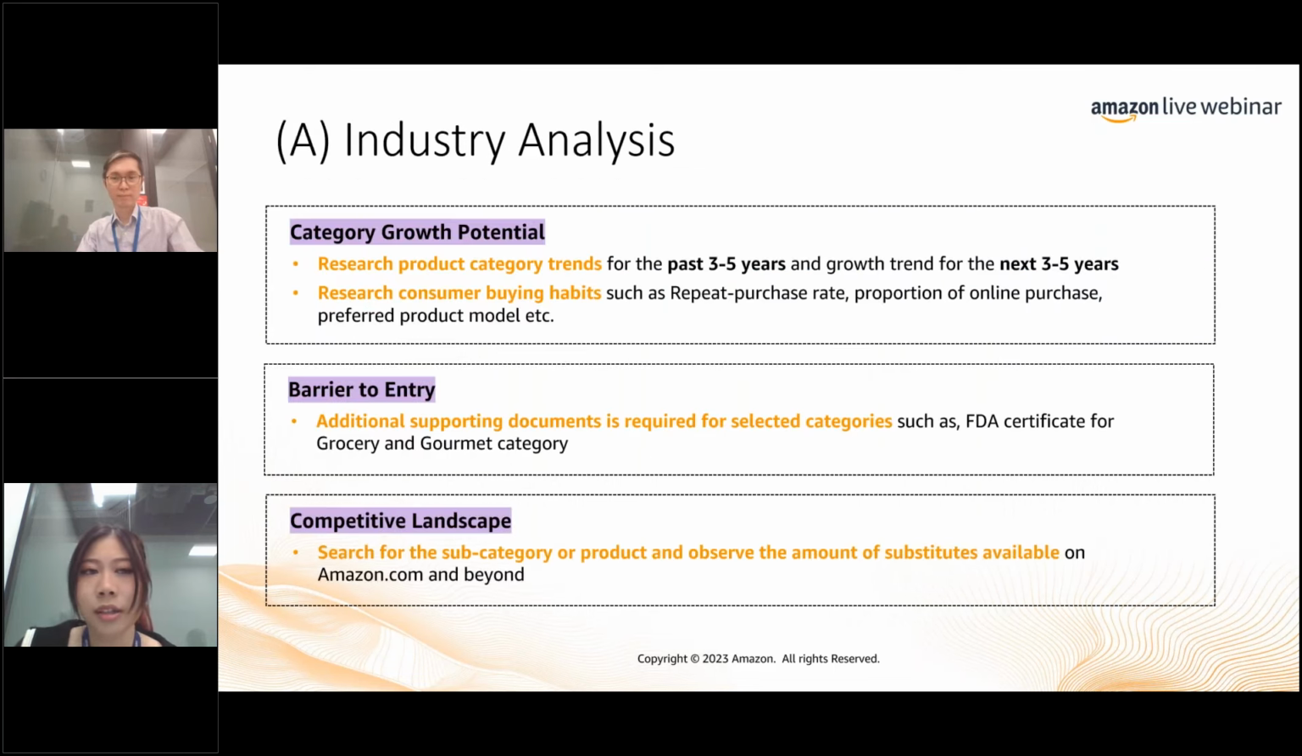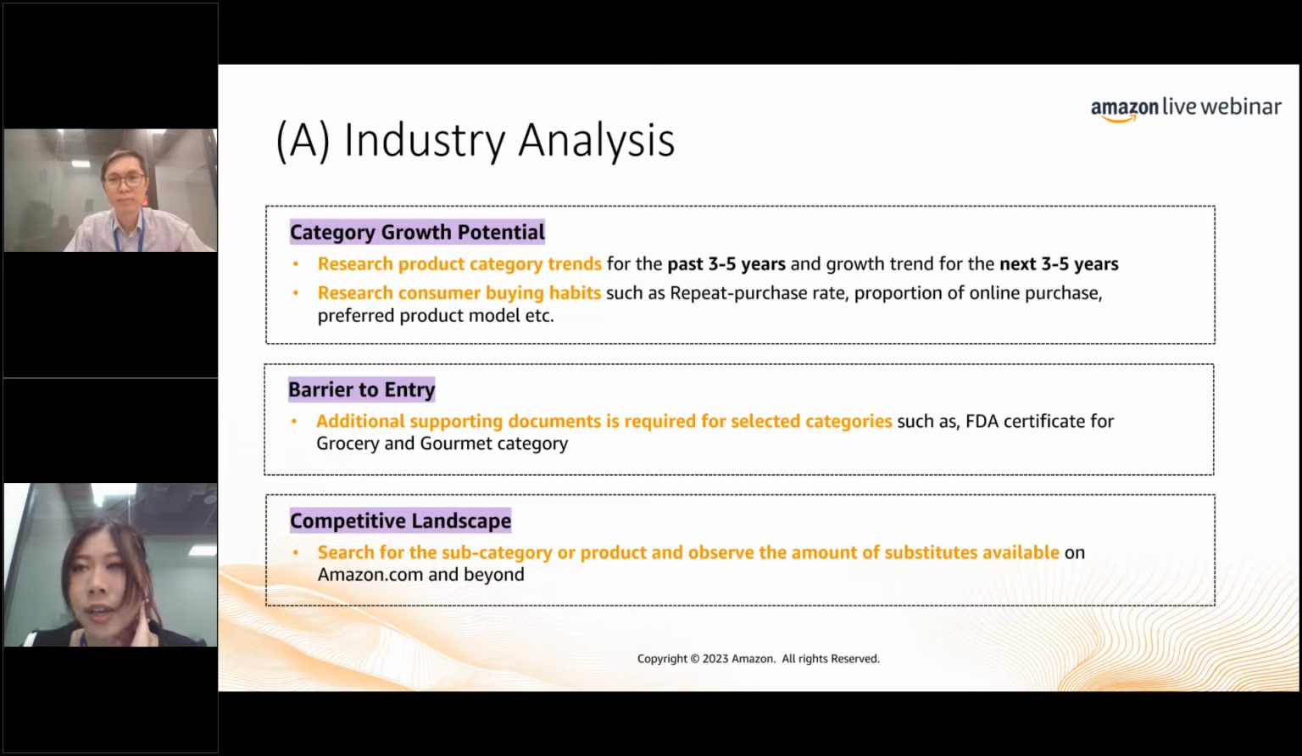Firstly, on the industry analysis, it's very important to understand whether the category you want to sell in has potential. You can do that by looking at third-party sites such as Statista and Google Trends. You can identify the product categories you want to sell in, or in general look at category trends over the next 3 to 5 years. What are the top growth trends for the specific subcategories? It will be available online.